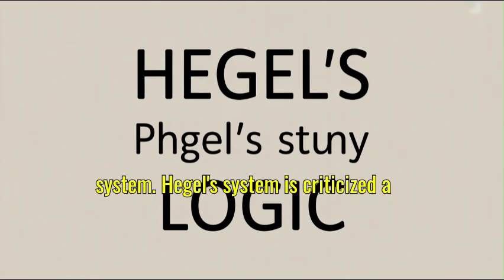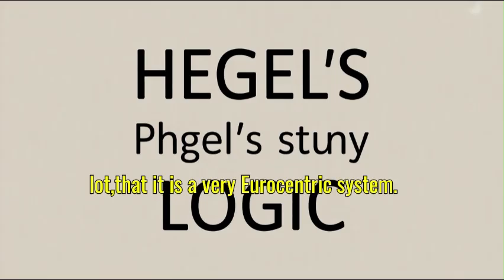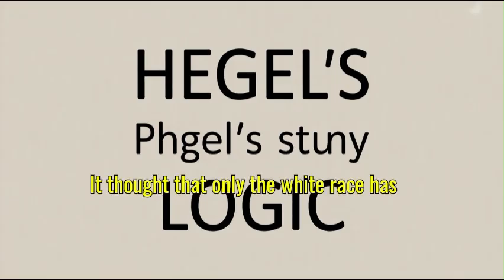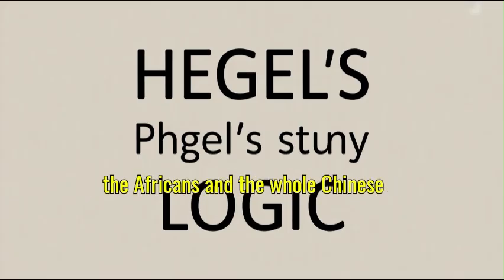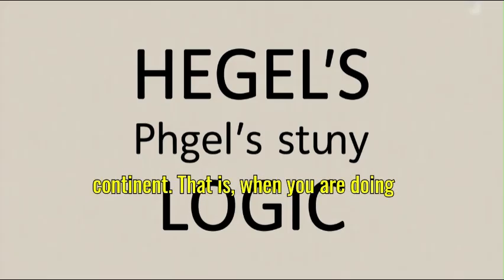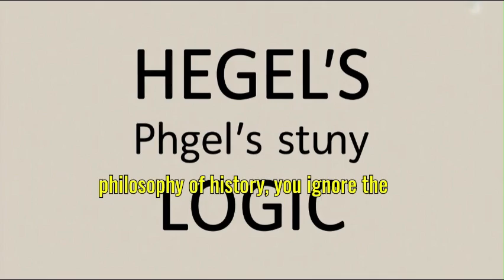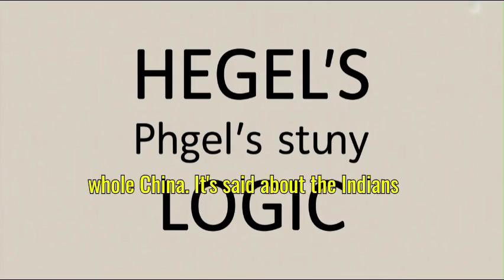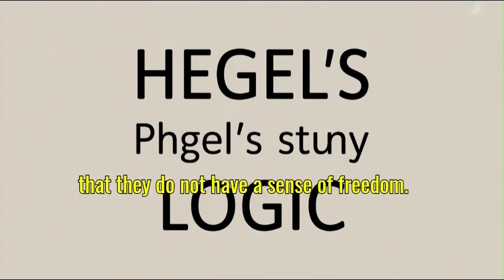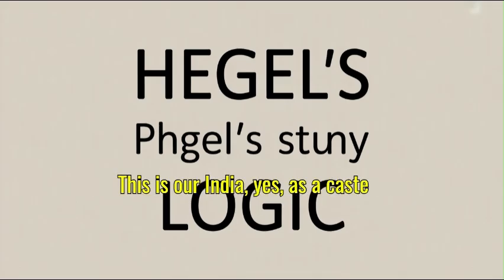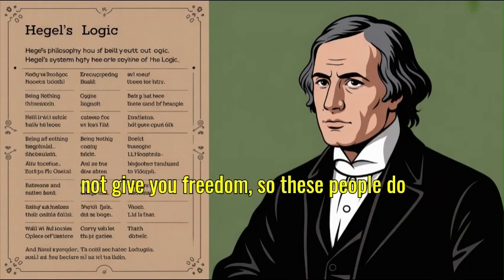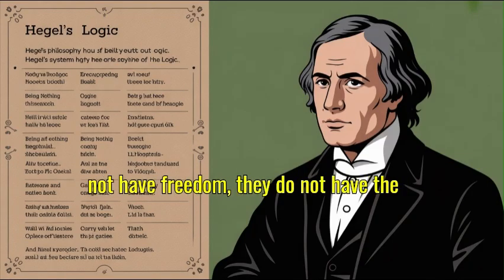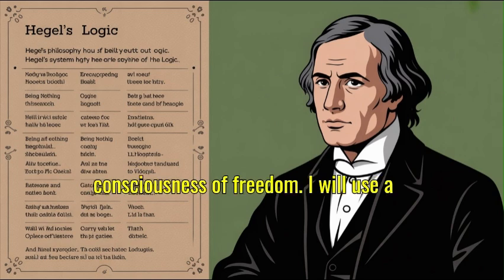Hegel's system is criticized a lot as a very Eurocentric system. It thought that only the white race has the consciousness of freedom. It ignored the Africans and the whole Chinese continent. That is, when you are doing philosophy of history, you ignore the whole of China. It is said about the Indians that they do not have a sense of freedom. This is our India. Yes, it has a caste system, and the caste system does not give you freedom. So these people do not have the consciousness of freedom.